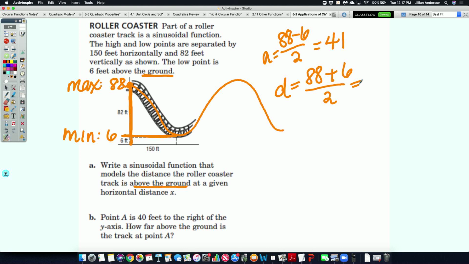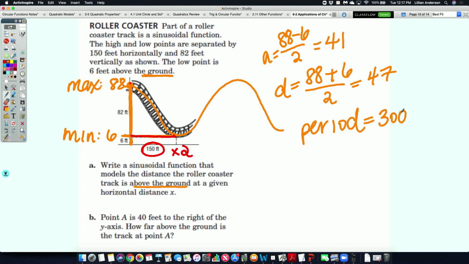Okay? Now I need to figure out my B. Now B is associated with period, like we've been talking about. Okay? What is my period? How long is one complete cycle of this track? It's 300. Because from max to min, that's a total distance of 150 feet. So if I have half of a cycle, I just have to multiply it by 2 to get my full cycle, which is, yes, 300 feet. So my period is 300.